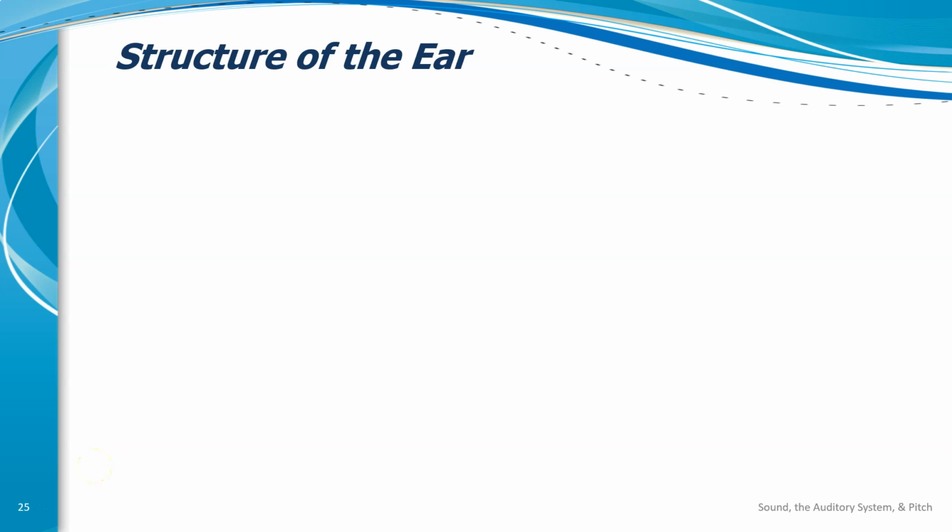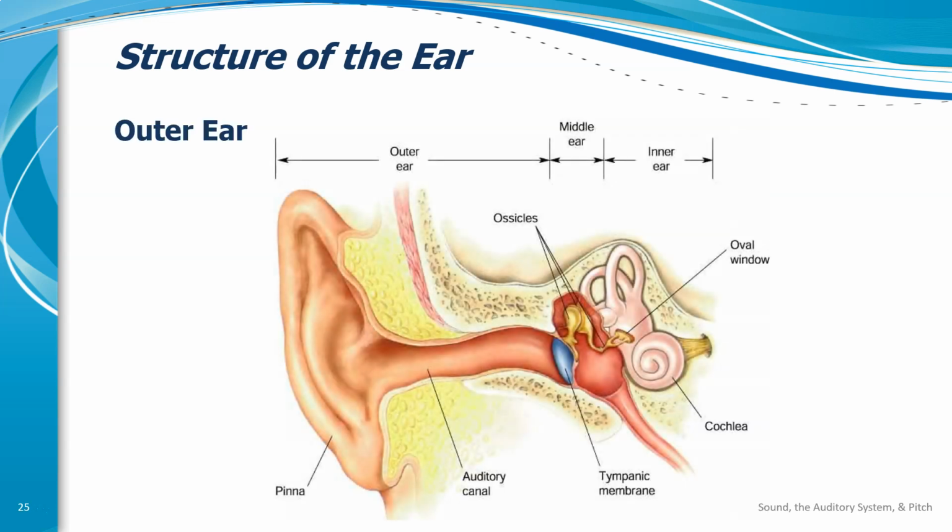This is part 2 of our look at sound, the auditory system, and pitch. Since we've already taken a look at sound, I want to move on to the auditory system, and specifically the structure of the ear. And we're going to start with the outer ear. Now this is a complete diagram, but we want to focus on the outer ear.